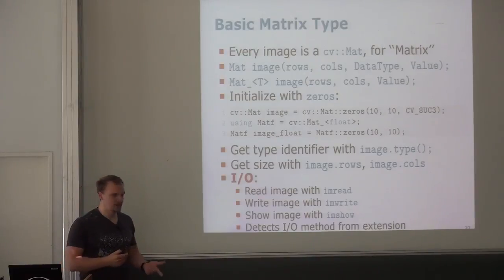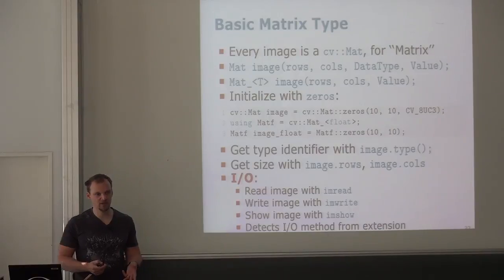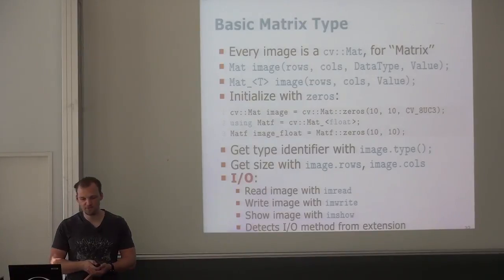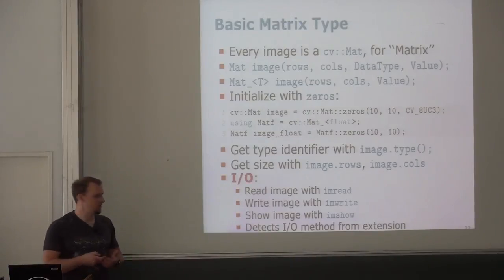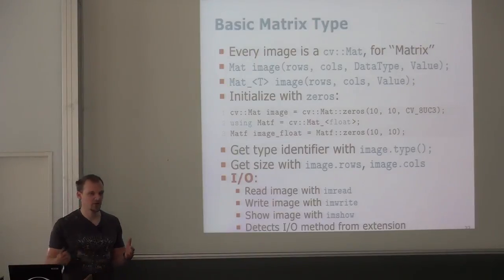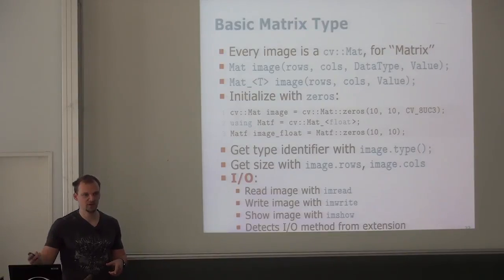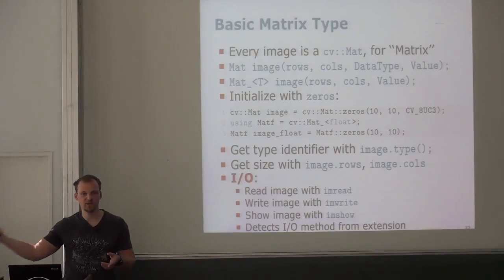You can read an image, you can write an image, you can show an image on the screen. These are the 3 I/O things that you can do with OpenCV. To read an image, you can use imread. To write an image, you can use imwrite. To show an image on the screen, you can use imshow. And when you're reading or writing an image, the extension will be respected. So if you want to write a PNG file, you just write, I want to write my image.png, and it will know to use the PNG writer.